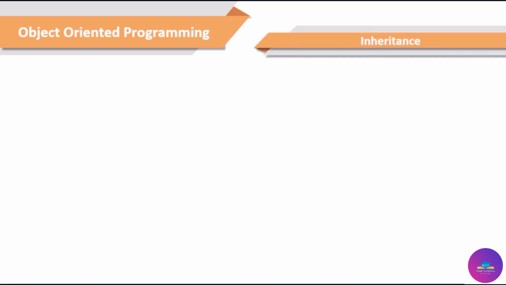Inheritance. So inheritance is a fundamental concept of object-oriented programming. It's used when we have an is-a relationship between objects. In Java, all classes can inherit variables and methods from another class. Inheritance enables us to reuse existing code.